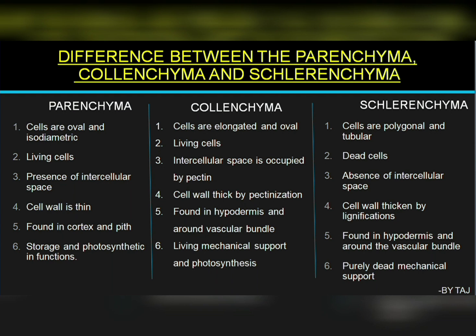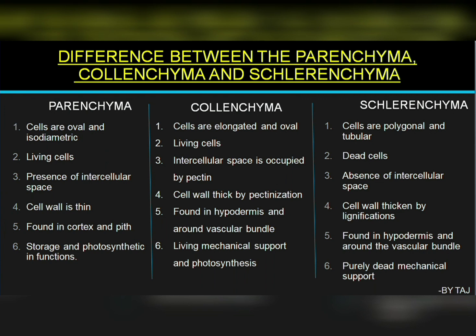Coming to the collenchyma cells, these cells are elongated and oval, and they are living cells. Intercellular space is occupied by pectin. The cell wall is thick because of pectinization. They are found in the hypodermis and around the vascular bundle. The vascular bundle is nothing but xylem and phloem. Living mechanical support and photosynthesis functions are carried out by the collenchyma cells.